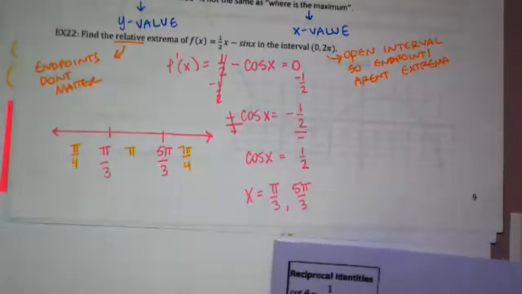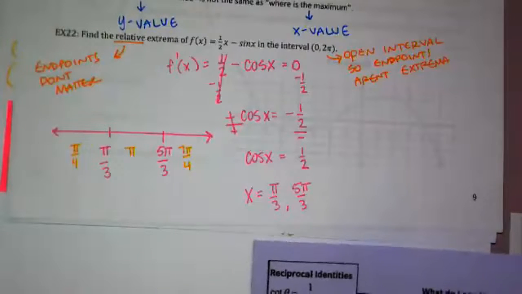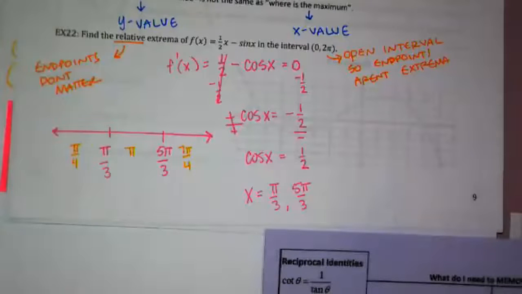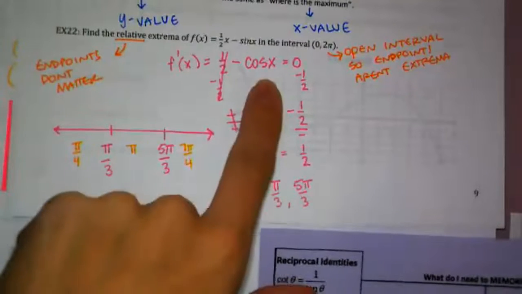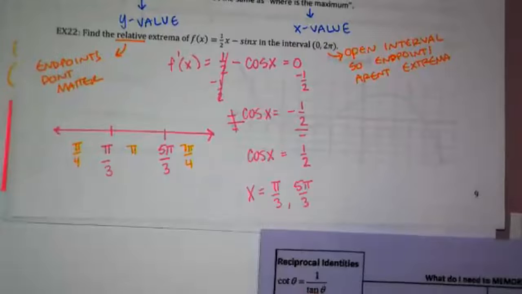Could you just do like a whole number? No. You don't want to, because if this is non-calculator, you can't figure out what cosine of 1 is. You know what I mean?